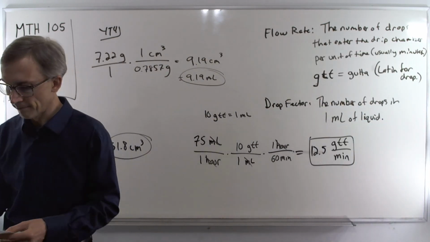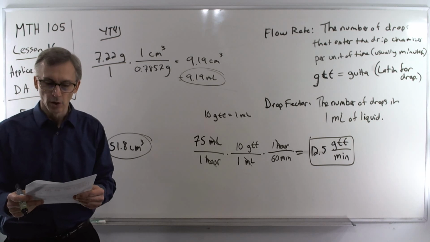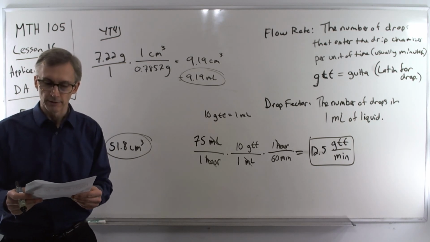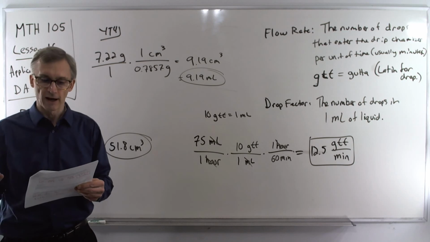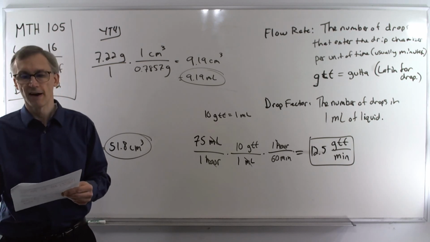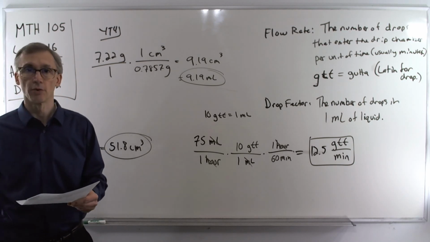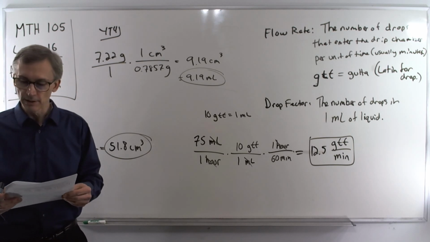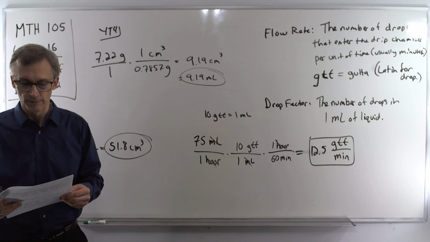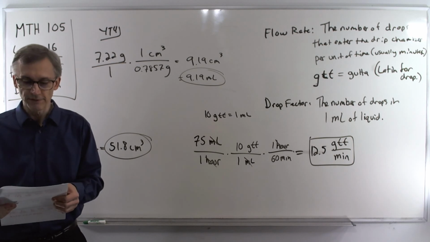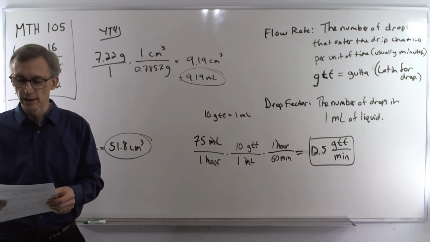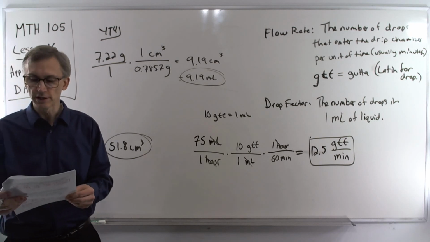Your turn, number 5. A nurse needs to administer 1,000 milliliters of D5W, which stands for dextrose 5 water, which means a 5% sugar solution in water. And this needs to be administered to a patient in 6 hours. The drop factor is 15 GTT, or drops, per milliliter. Calculate the flow rate in GTT per minute.